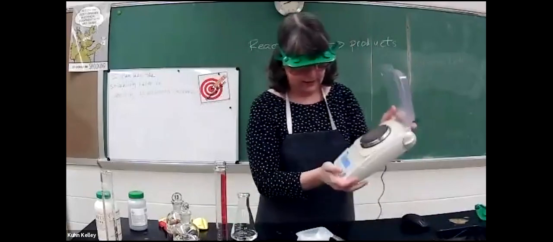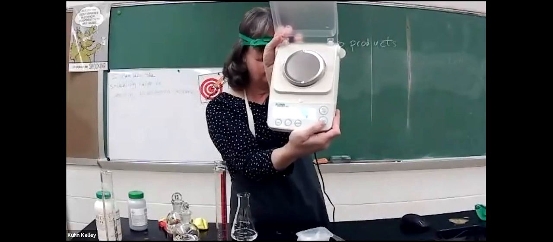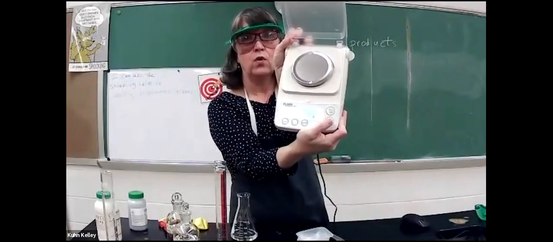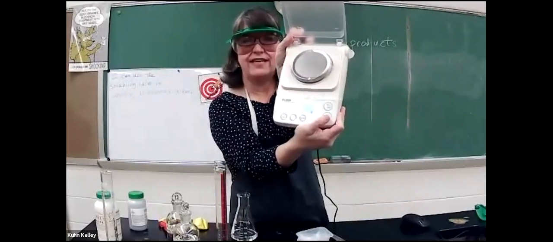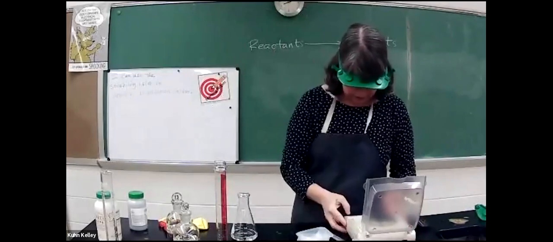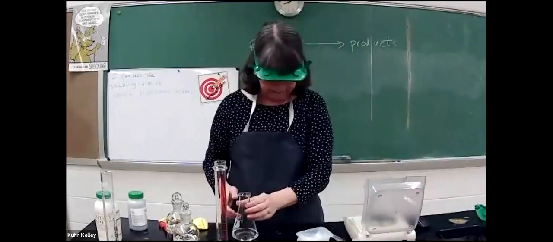This is the balance I'm using, just to let you see it. There's always a button on a balance that says zero, or usually said, or it might say tare, and that means take me back to zero. You always want your balance on 0.0 before you measure to make sure it's accurate.